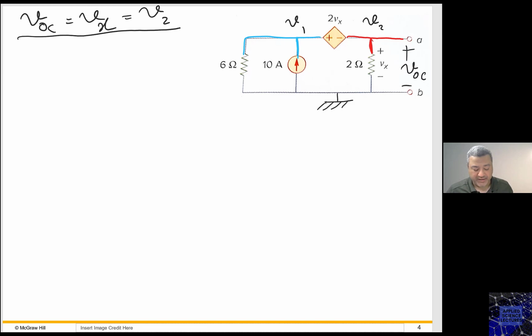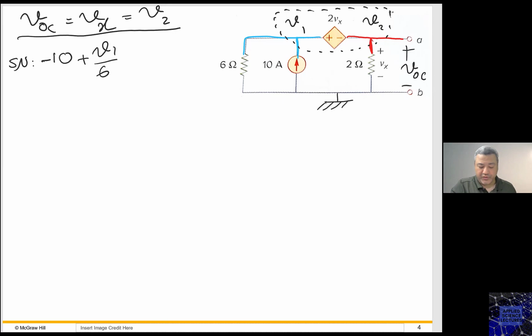Now we will have a super node here. So my super node would be this. In one equation, I need to write, for the super node, the first branch: minus 10, it's entering, and then plus V1 over 6.